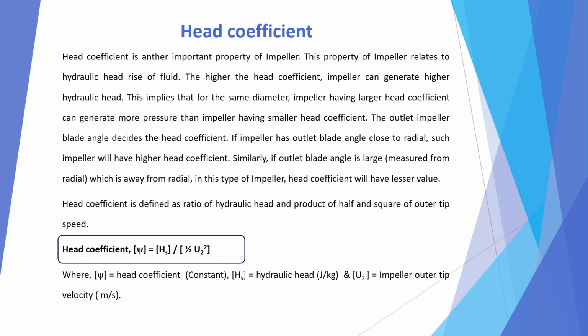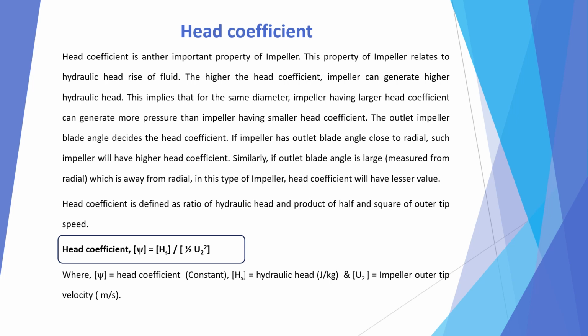So head coefficient is defined as the ratio of hydraulic head and the product of half and square of outer tip speed. So head coefficient psi is equal to Hs upon half into U2 square, where psi is the head coefficient, a constant, Hs is hydraulic head in joule per kg, U2 is impeller outlet tip velocity in meter per second.